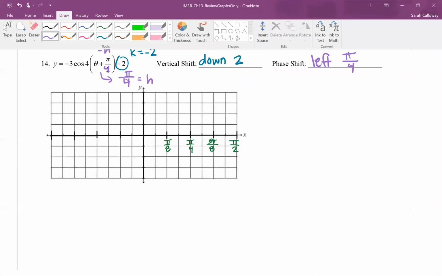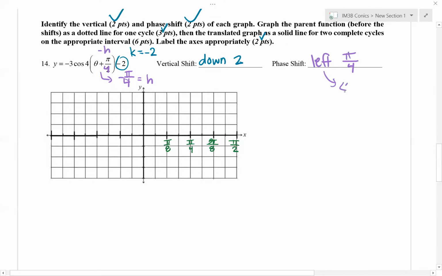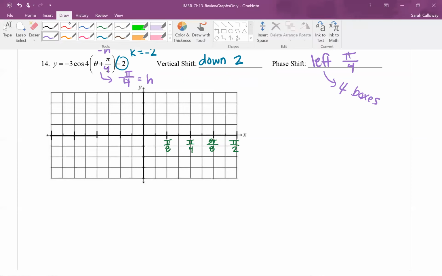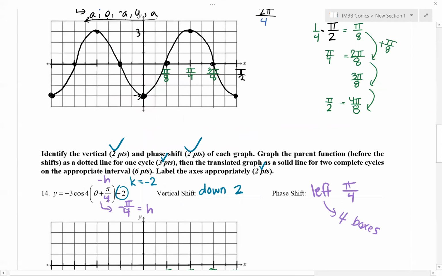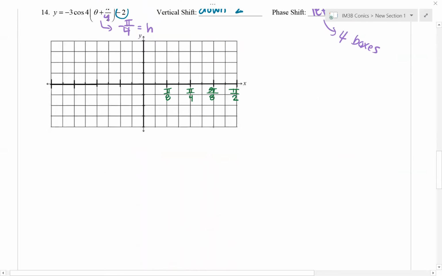On our x-axis, pi over 4 is, if you look at that, 4 boxes. The reason that I changed it from pi over 2 is that pi over 2 is 8 whole boxes, and it'll essentially look exactly the same. I want to make sure that you can see what's going on. So our parent function is this right-hand side of this graph. Let's plot those 5 points again on here so that we have something to move.